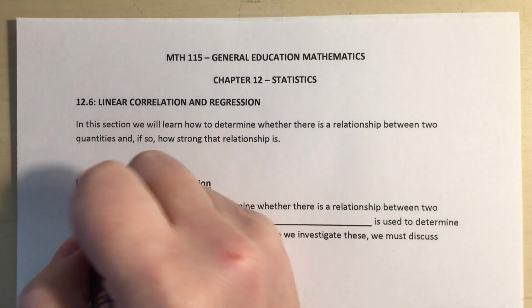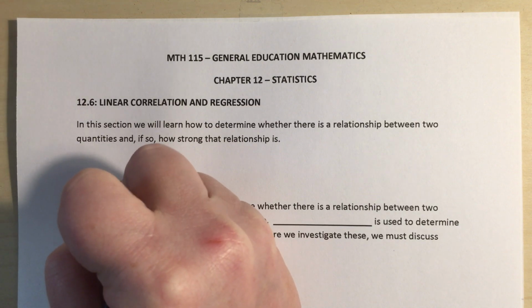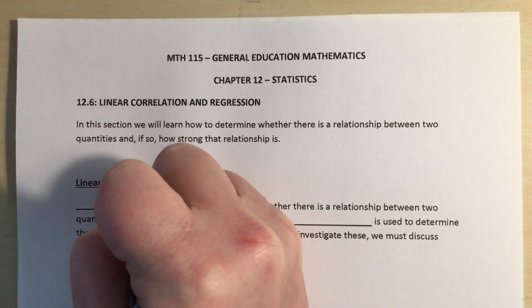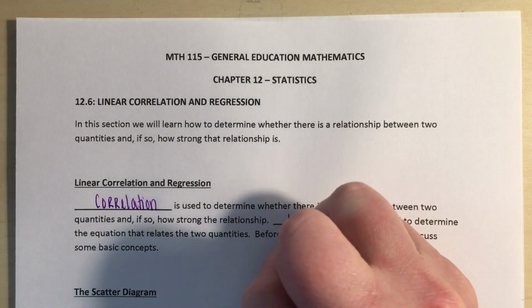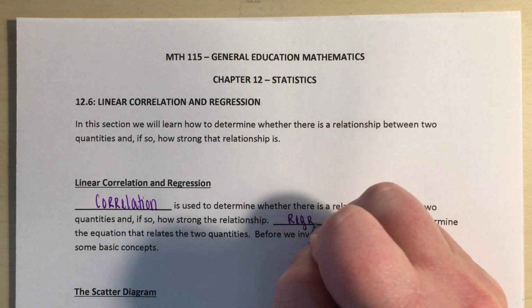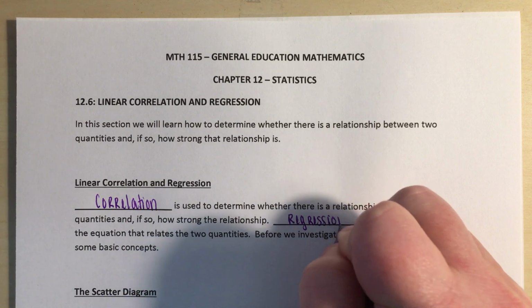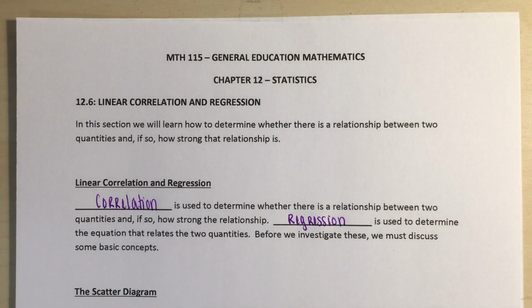Right, so correlation is used to determine whether there's a relationship between two quantities, and if so, how strong it is. And then regression is used to determine the equation that relates these two quantities. We are going to focus more on the regression part.